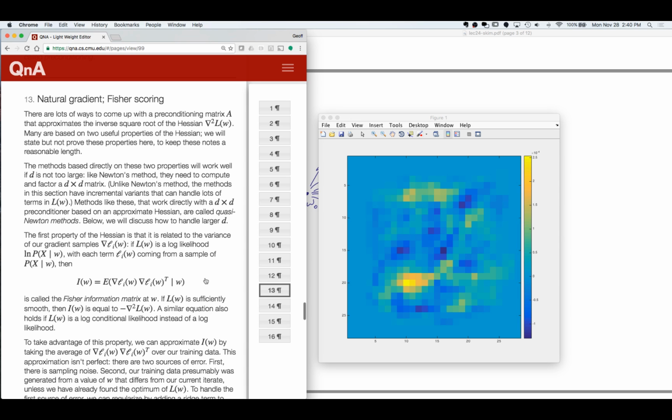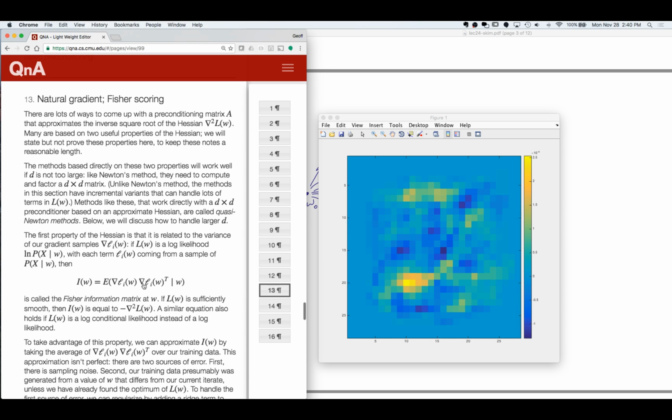The first property is that the Hessian is related to the variance of our gradient samples. This is not at all obvious. It's kind of a deep property. And you can look at the proof online, but the proof's beyond the scope of this class. What we have to know for this class is just that there is a relationship. In particular, we can define the Fisher information matrix I of W to be the expected value of the outer product of the gradient with itself at that point W.